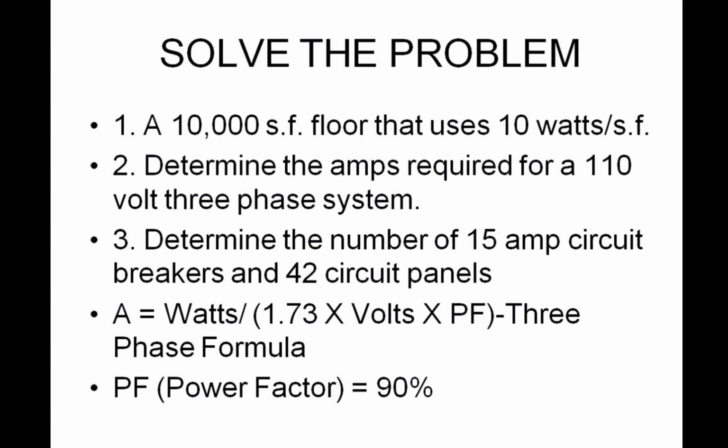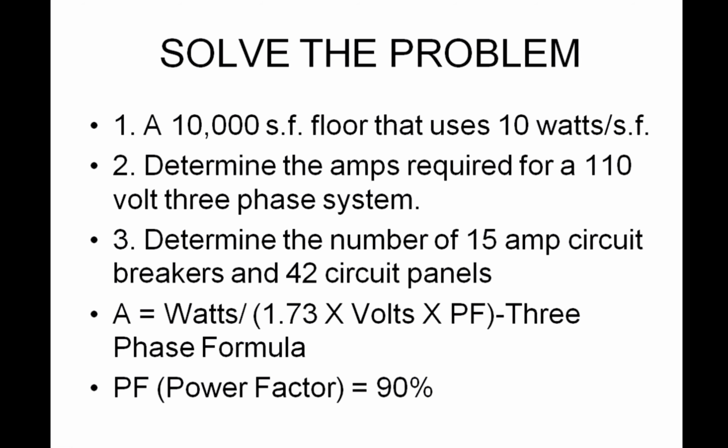The 1.73, we saw that earlier in probably the first part of the lecture; that shows you how three-phase wiring is calculated. So that comes straight from that slide: 1.73 times the volts times the power factor. You divide that into the 100,000 watts that you have based on the given, and that gives you the amperage of 583 amps.